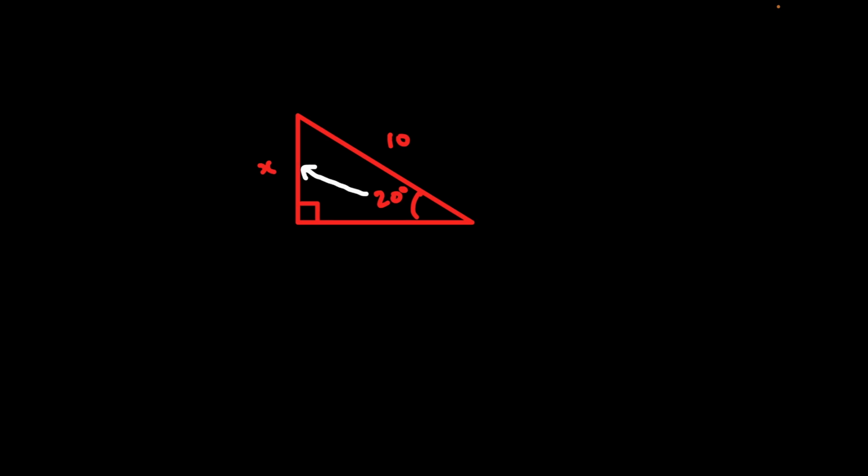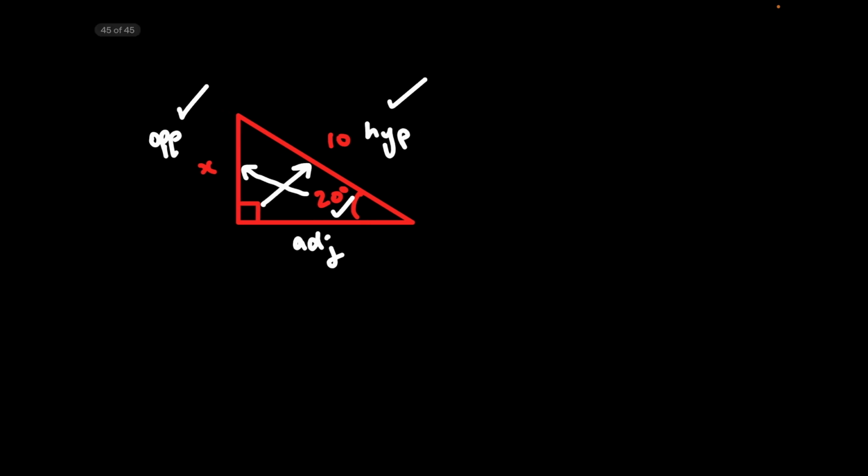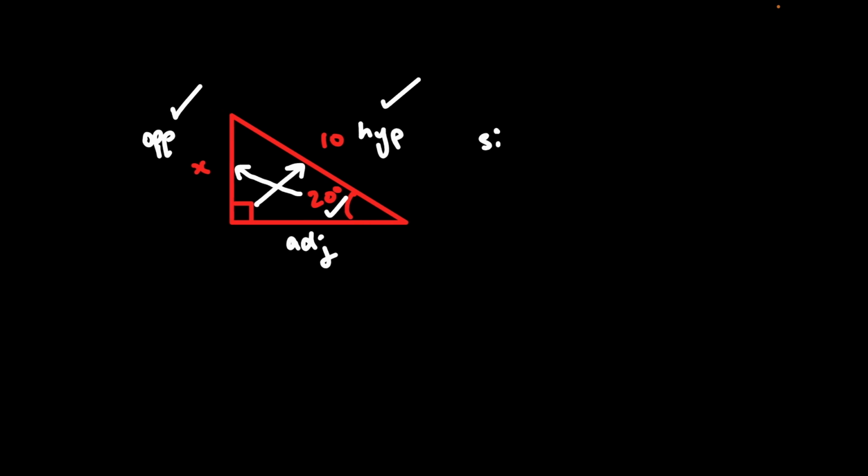We have that this side here is the opposite. The side opposite the 90 degrees is the hypotenuse. And the missing side is the adjacent. So what we have is both the opposite, the hypotenuse, and the angle. So this would be the sine of 20 degrees. The sine of 20 degrees is equal to x divided by 10.